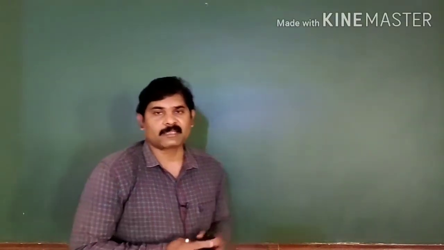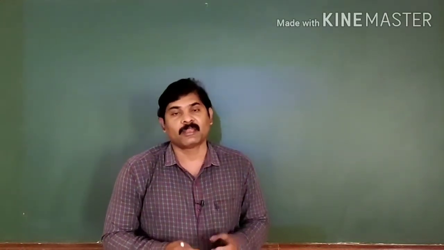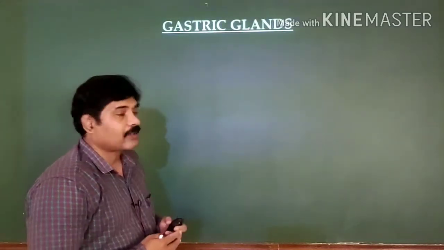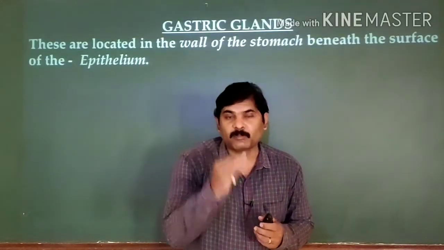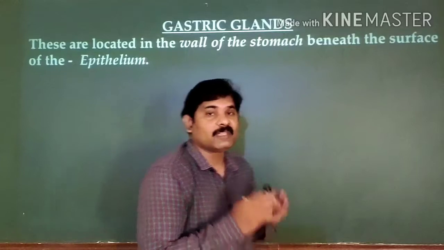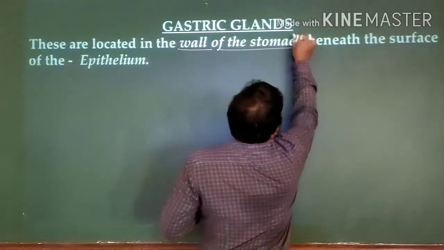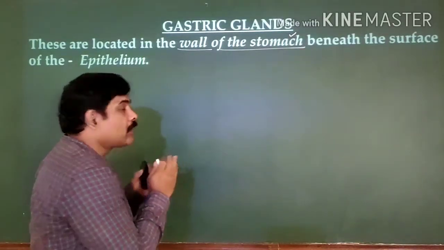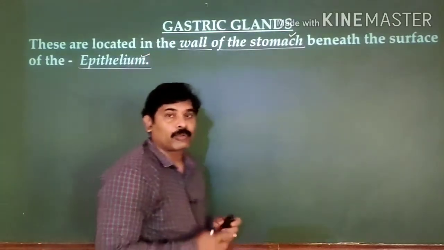In my previous classes, I explained in detail about the various types of digestive glands. In today's session, we would like to study these gastric glands. These gastric glands are present in the wall of your stomach, just beneath your epithelium. This is the location of these glands. They are all present in the wall of the gaster, or the stomach, and that too underneath the epithelium is one important thing.